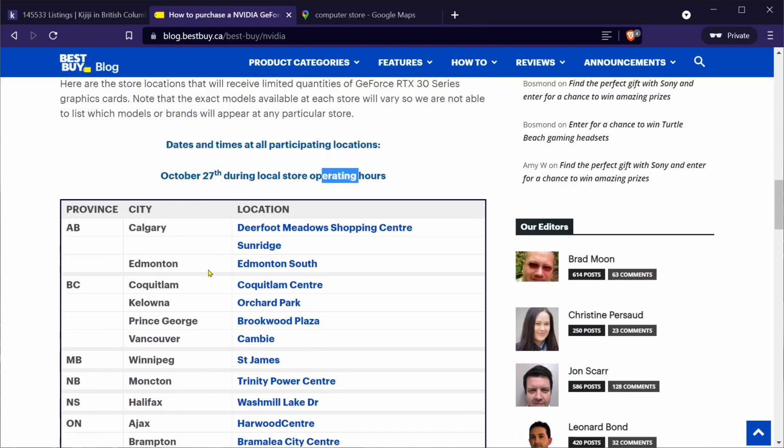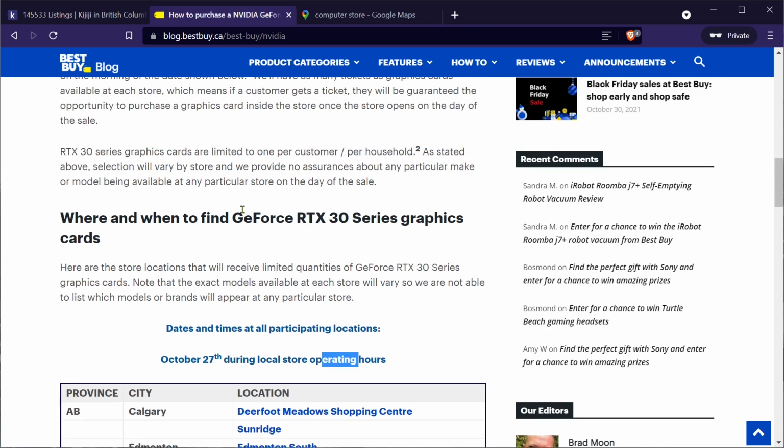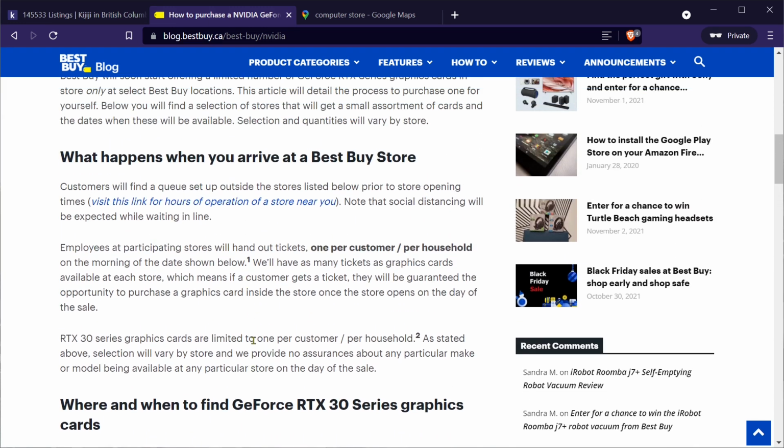So it's like every 2 or 3 weeks they do a drop. So you just keep checking here. The day before, they will post when there are going to be new cards. You just line up and you can get a card.